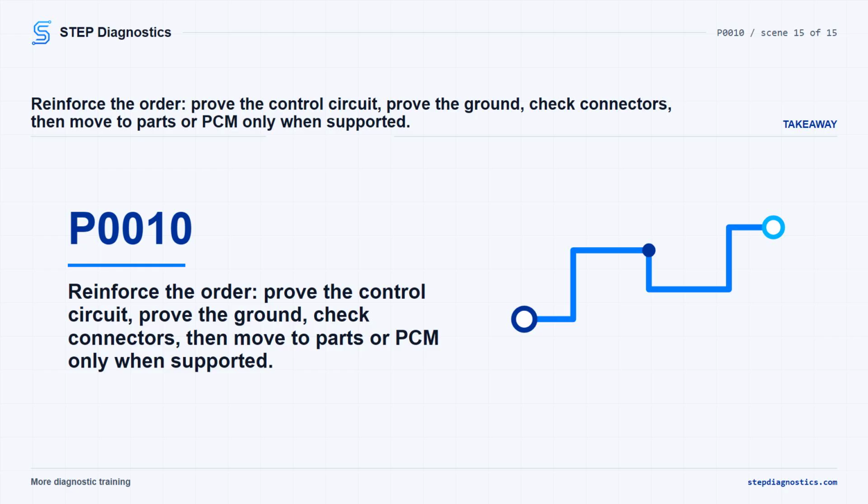The takeaway is this: P0010 is handled like an electrical circuit diagnosis first. Prove the control circuit, prove the ground, verify connector integrity, and only move to the solenoid or PCM after the earlier checks support it.